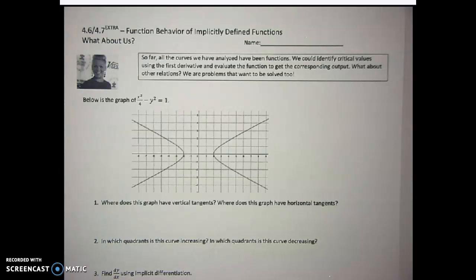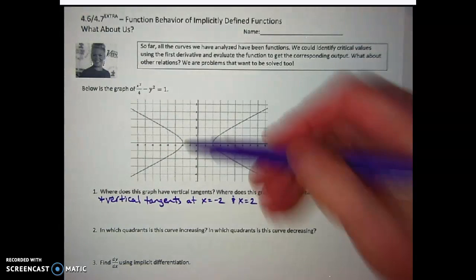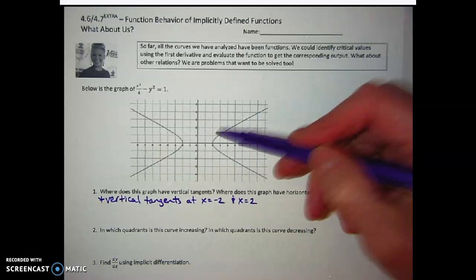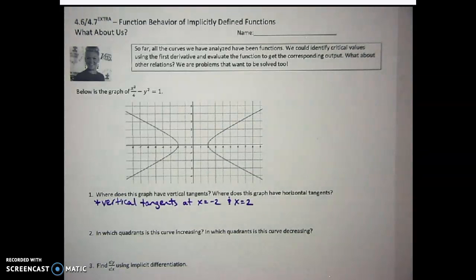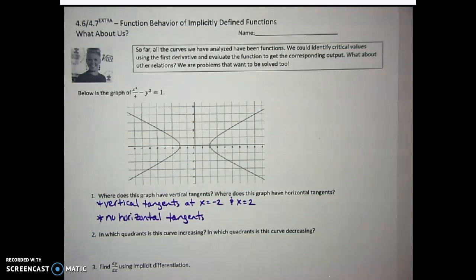This first example is an example of that, right? It's not a function. It doesn't pass the vertical line test. It's the graph of x squared over 4 minus y squared equals 1. But we can look at this graph. We can also look at the function of this graph, but where does this graph appear to have vertical tangents, and where does this graph appear to have horizontal tangents? Well, it has vertical tangents here at x equals -2 and x equals +2. Being that it's a hyperbola, it has no horizontal tangents.